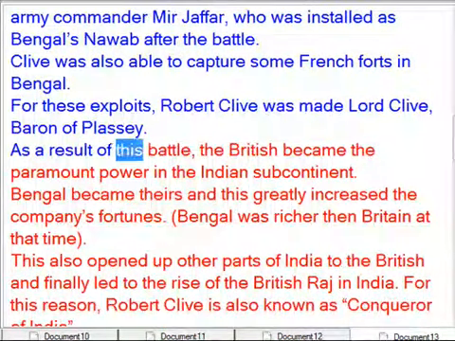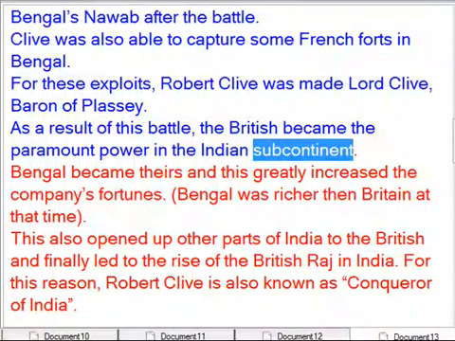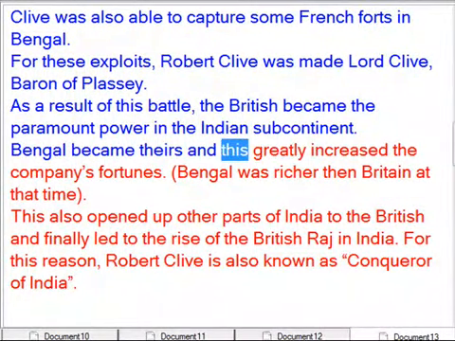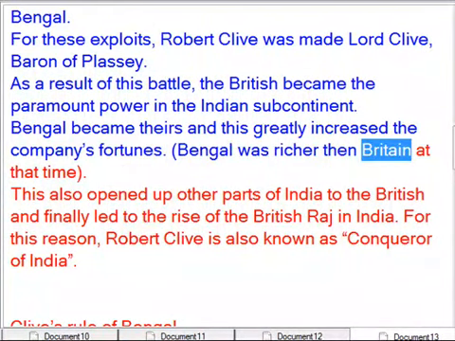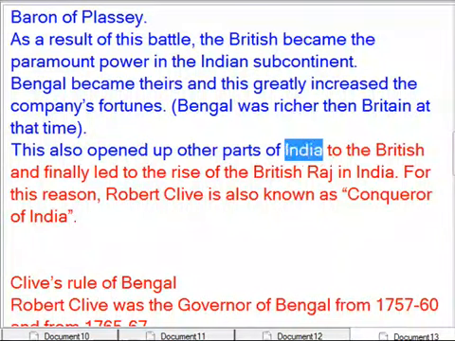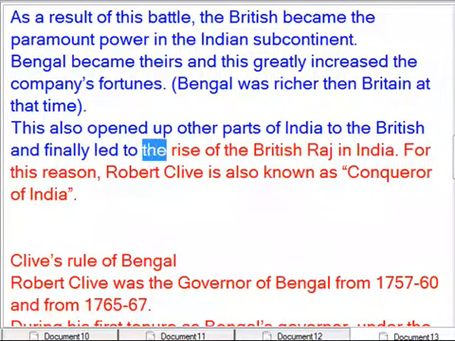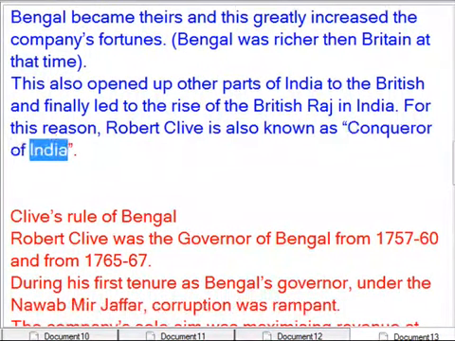As a result of this battle, the British became the paramount power in the Indian subcontinent. Bengal became theirs, and this greatly increased the company's fortunes. Bengal was richer than Britain at that time. This also opened up other parts of India to the British and finally led to the rise of the British Raj in India. For this reason, Robert Clive is also known as Conqueror of India.